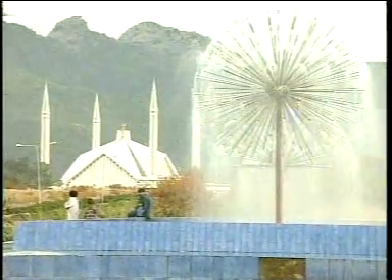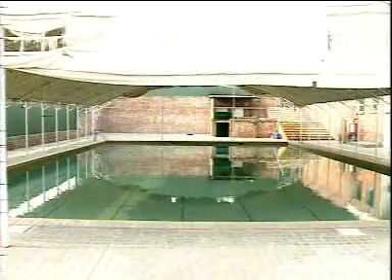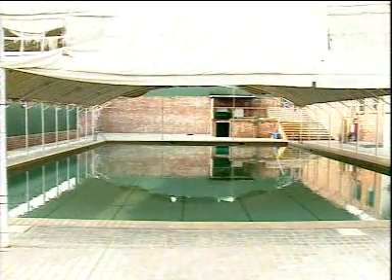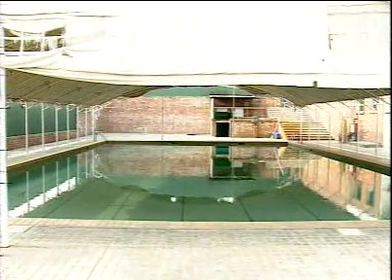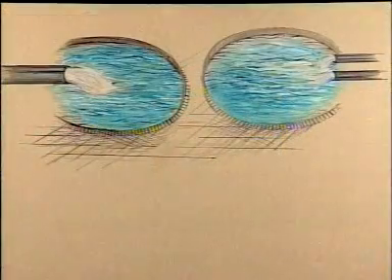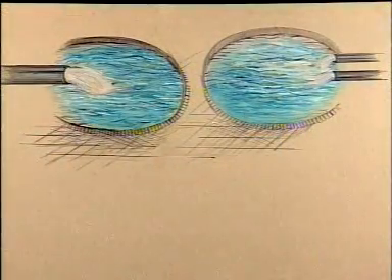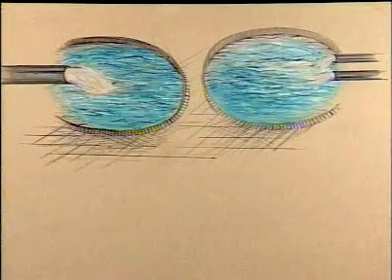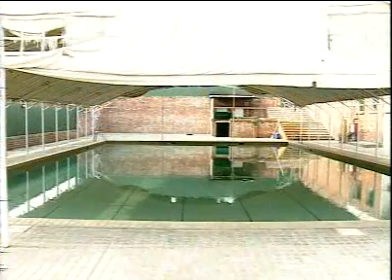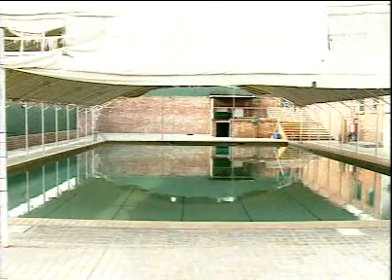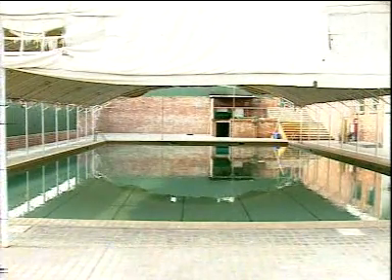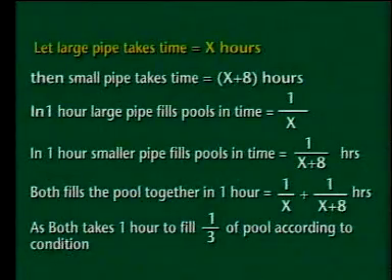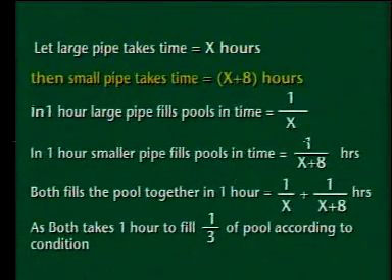Let's take another example. A swimming pool can be filled with water by 2 pipes in 3 hours. If the large pipe alone takes 8 hours less than the smaller pipe to fill the pool, find the time in which it will be filled by each pipe operating singly. Suppose the large pipe takes X hours to fill the pool. Then the smaller pipe would take X plus 8 hours.